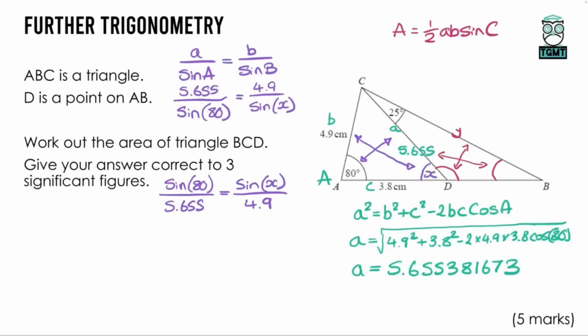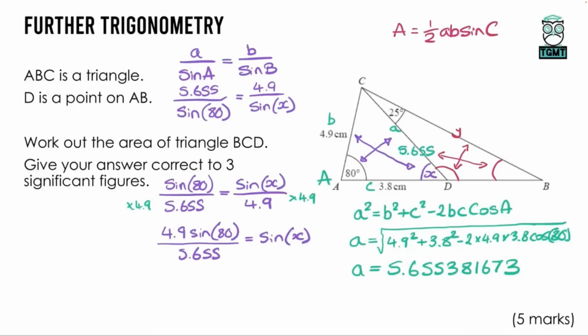Now we're trying to find this angle, so we'll call that x. Now we can rearrange this. To get sine x on its own, we need to multiply both sides by 4.9. And if we multiply both sides by 4.9, we'll have something we can type in our calculator and we will get that angle. So we have 4.9 sine 80, and that is over 5.655. That's equal to sine x.